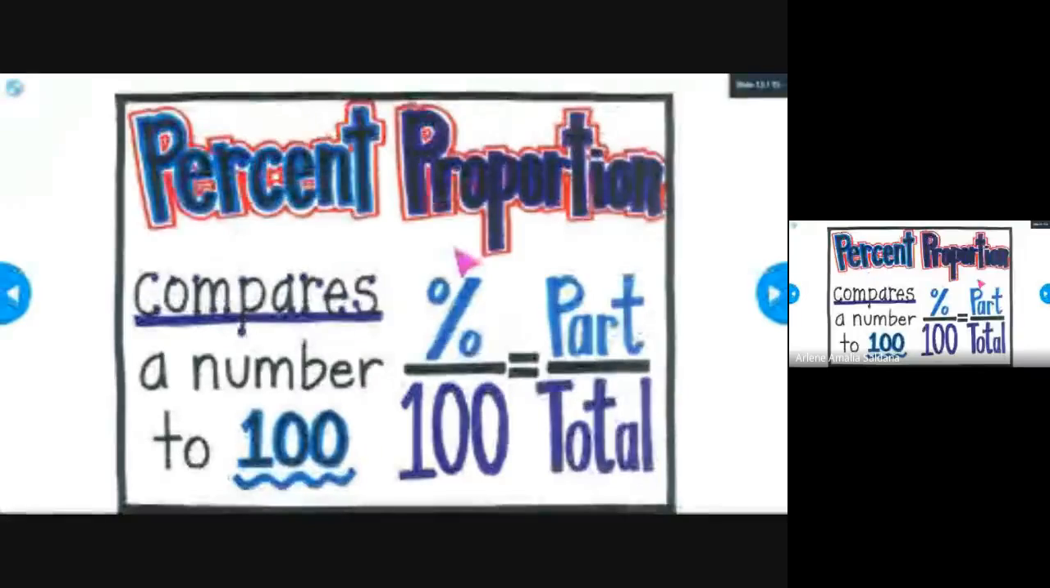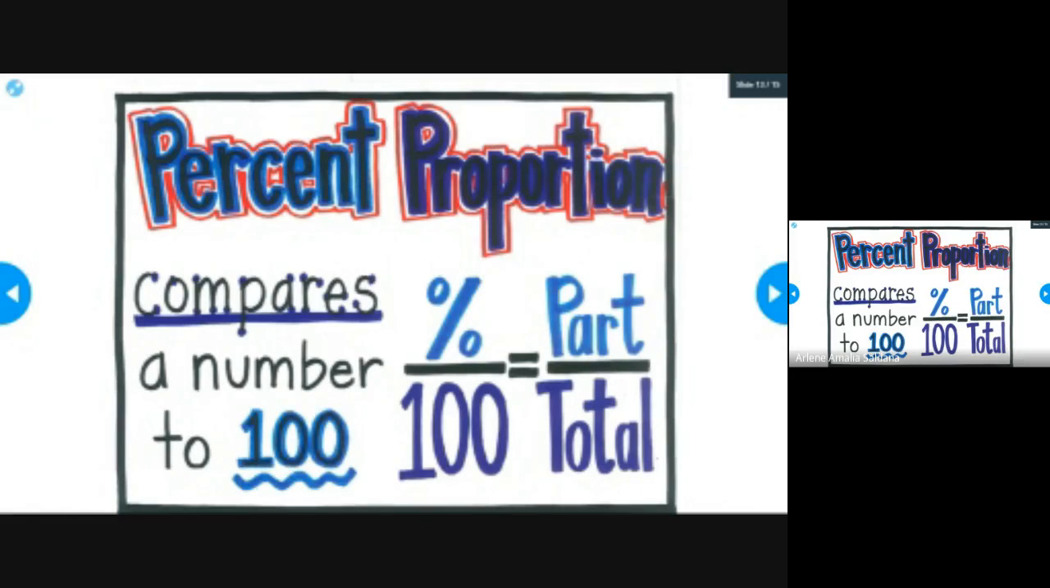Now, the percent proportion compares a number to 100. You know that one of the ratios in this proportion is going to be percent over 100 because we learned that from FDP, fractions, decimals, percents. We know that if you want to turn a percent into a ratio or a fraction, you always put it over 100. And then the other ratio of this proportion is going to be the part over the total.